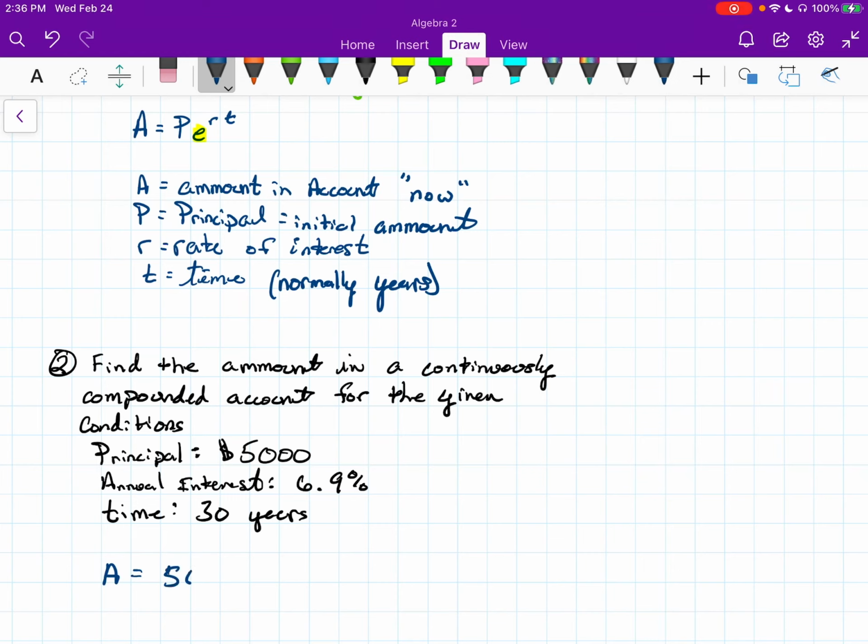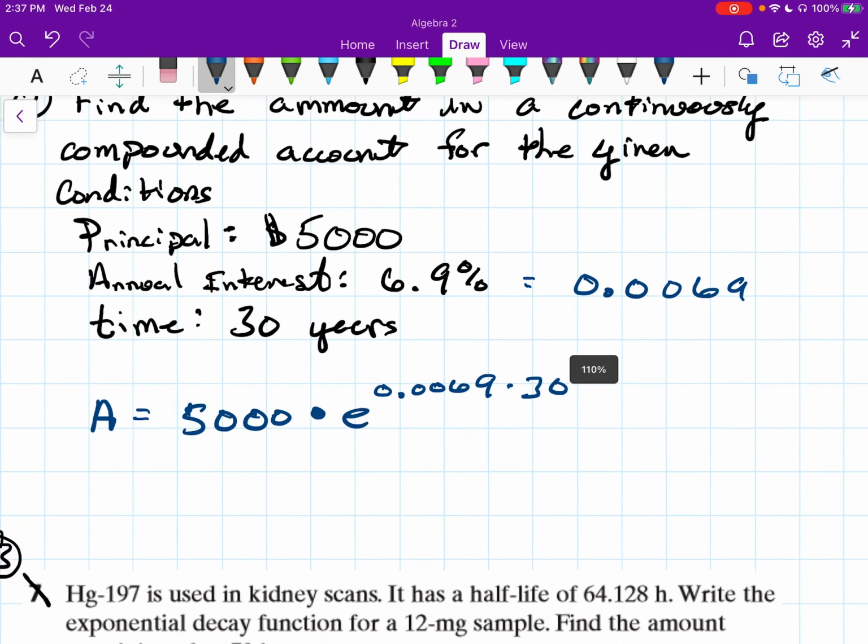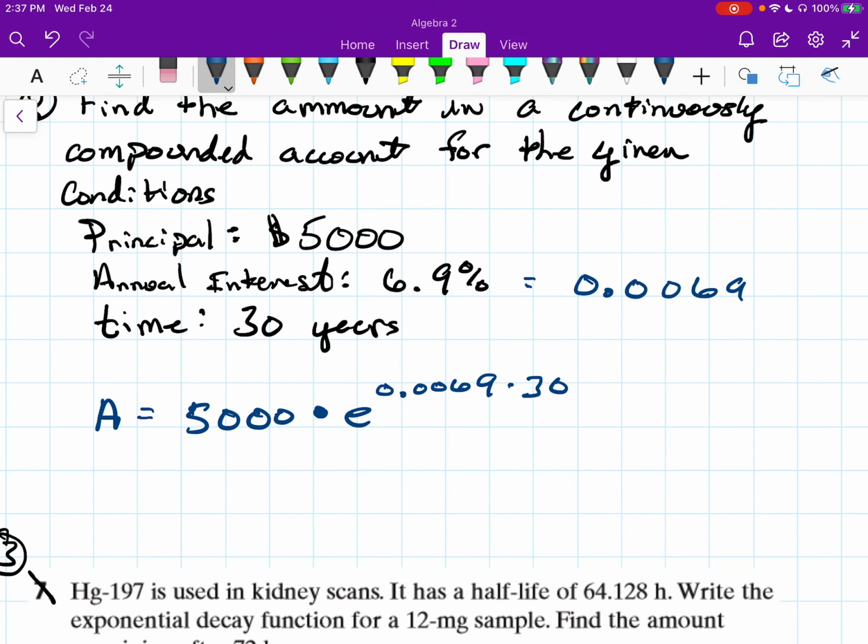The principal is $5,000. Then we have e, because it's compounded continuously. r is 6.9%, which would be 0.0069, right? Yes. e to the 0.0069 times our time, which is 30 years. Now I'm just going to type this whole thing in my calculator, and I will get 5,000 times e. Normally a calculator has an e button on there. Actually, I think almost all calculators have that on it.